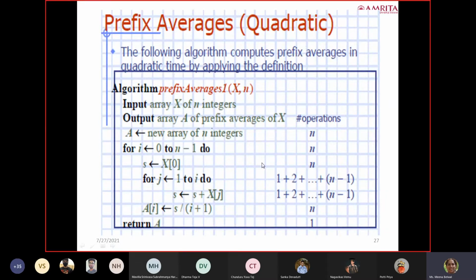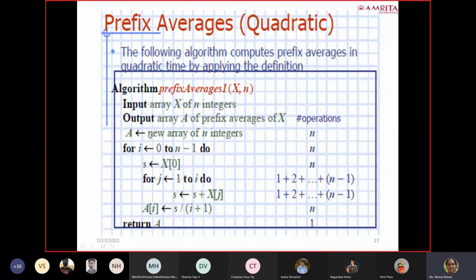You see how the algorithm is written. Please remember that we are going to follow a specific notation for writing algorithms. So algorithm prefixAverage1, where x is the input and also n is the input. All the inputs are given here. Then we need to explain that the input is array x of n integers and the output is array A of prefix averages of x. So this is one algorithm.